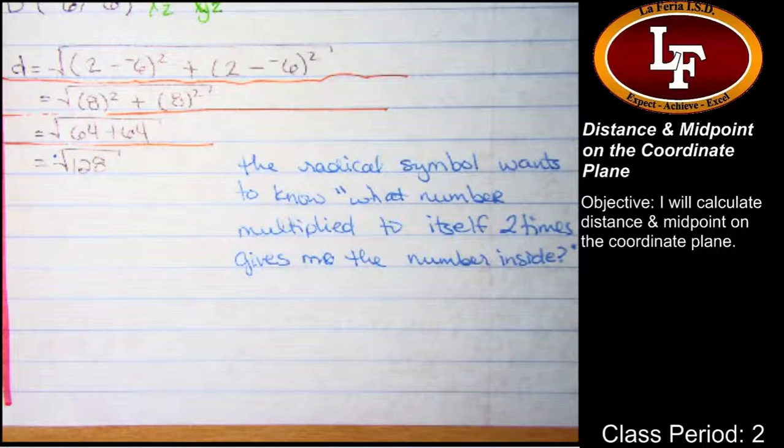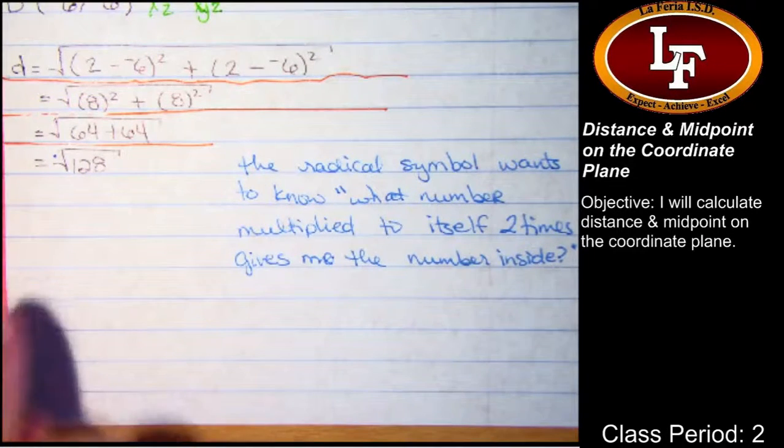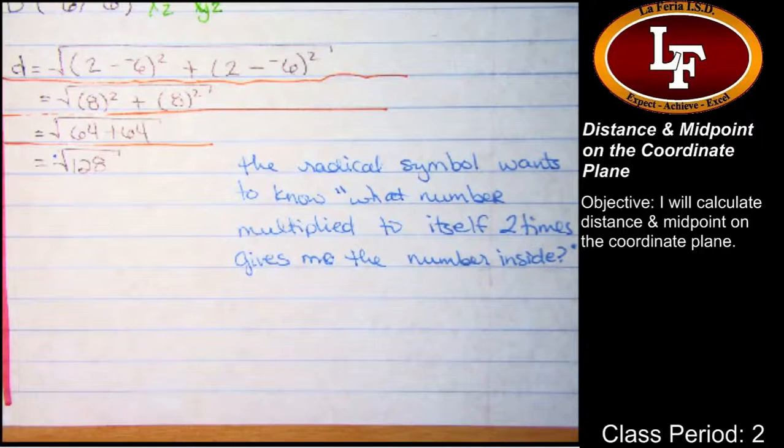11 times 11 is 121, which means that this thing doesn't have a whole number answer. It's going to be somewhere bigger than 11, but smaller than 12. 11.4, some decimal. But I don't want the decimal. I want to keep it in this exact form because that decimal is some sort of rounding, and it's not exact. Percent is the same as a decimal. It's just written differently.